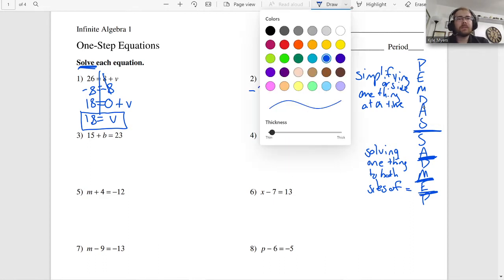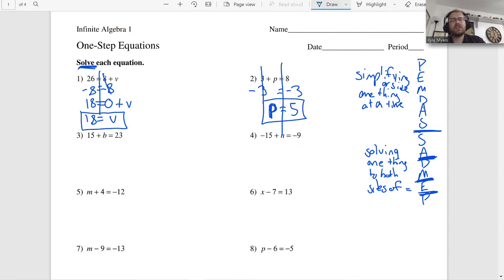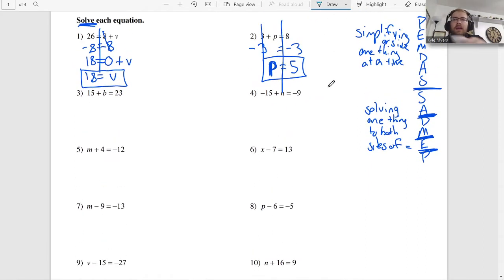And there we go. All right, so I'm going to change colors every 2 problems here. And here we go. So same thing, 15 plus b. So I'm adding again. Number 1 and number 2 I was adding, so I'm adding again, so I know I'm going to be subtracting.